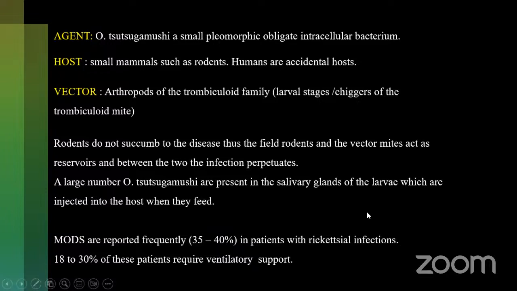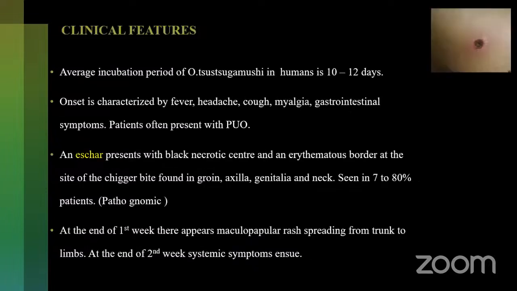So this has a very high mortality and morbidity. The MODS, which is reported, is approximately 35 to 40% in these patients, and around 18 to 30% of these patients require ventilator support. The average incubation period is around 10 to 12 days, and onset of this disease is characterized by the presence of fever, headache, cough, myalgia, and gastrointestinal symptoms. Patients present with pyrexia of unknown origin.